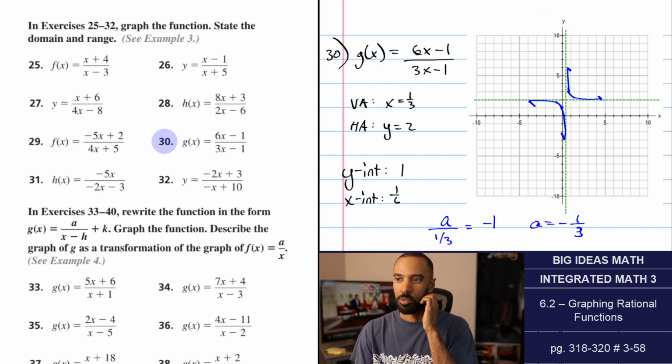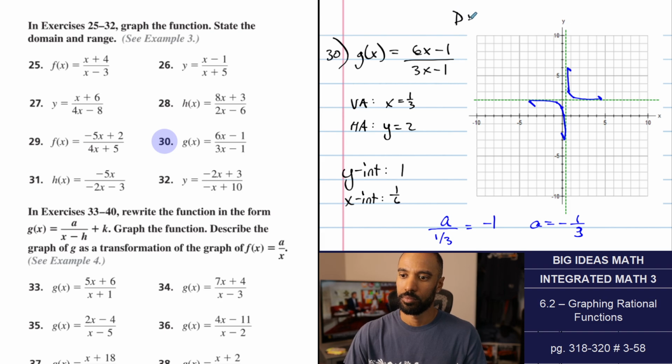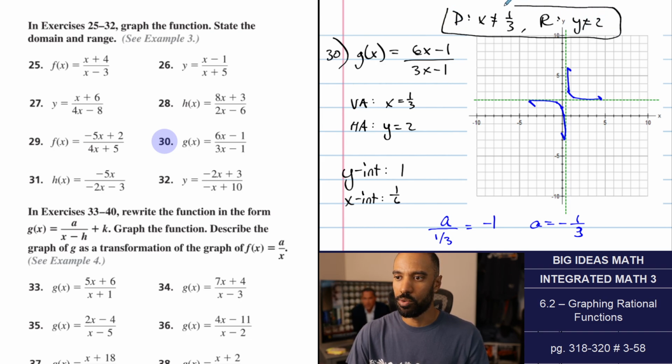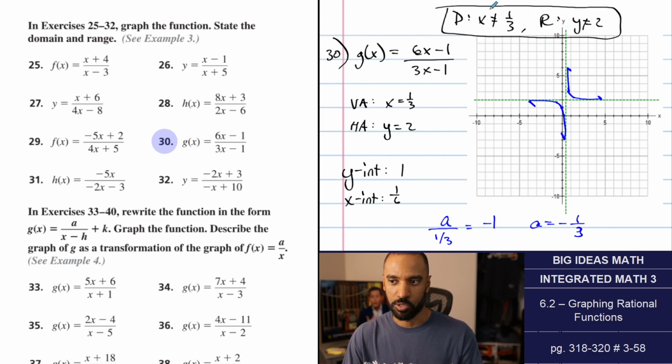There we go. So, domain: x can't equal 1/3. Range: y can't equal 2. Now, you might sit here going like, why do you identify the vertical and horizontal asymptotes just to write domain and range as what it can't equal later? Why don't you just start with this? Good point. Fair point.